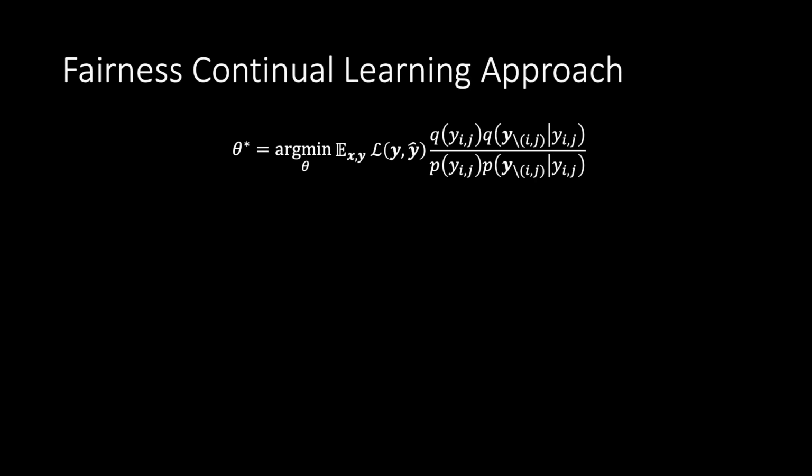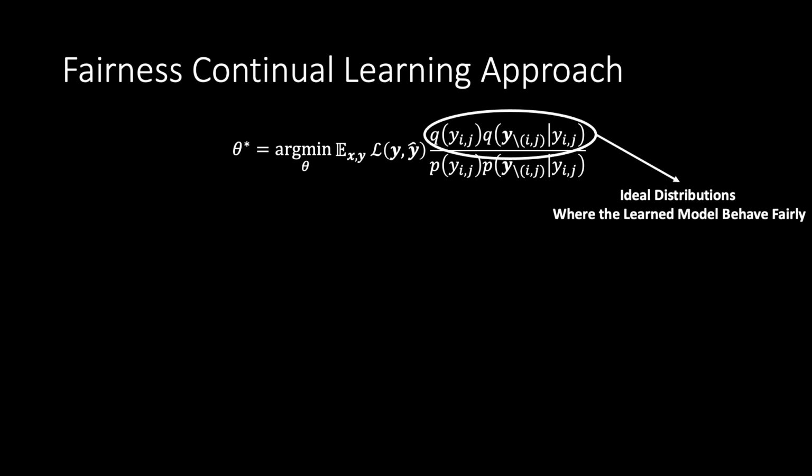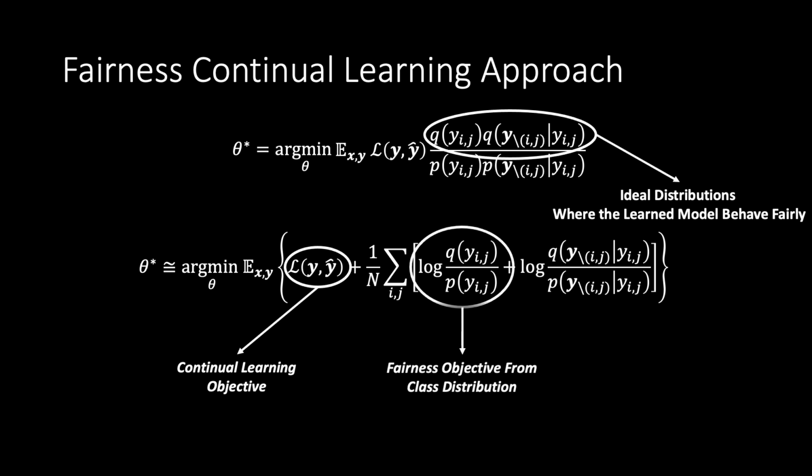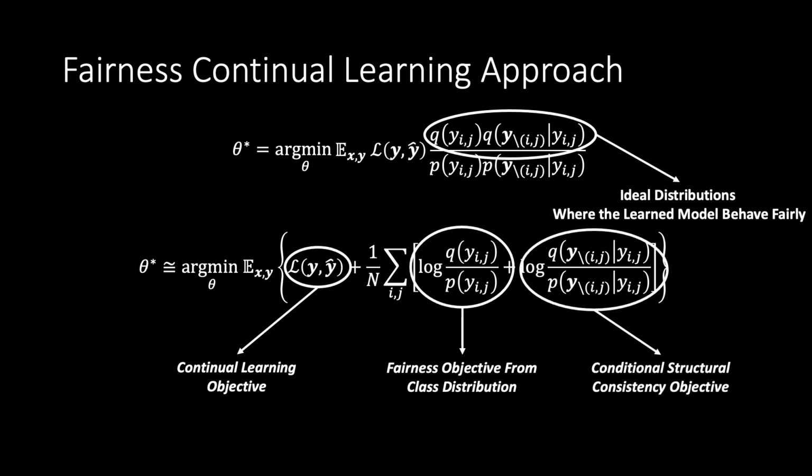Then, to address the problem of imbalanced data distribution, we reformulate our learning objective under the viewpoint of the ideal data distribution, where the learned model will behave fairly among classes. Then, we derive our learning objective into 3 major terms. First, the continual learning objective aims to address the catastrophic forgetting and background shift problems. Second, the fairness objective maintains the fair predictions produced by the model. This objective penalizes the prediction of classes, forcing the model to behave fairly based on the class distribution. Third, the conditional structural consistency objective enhances the structural consistency of the prediction.